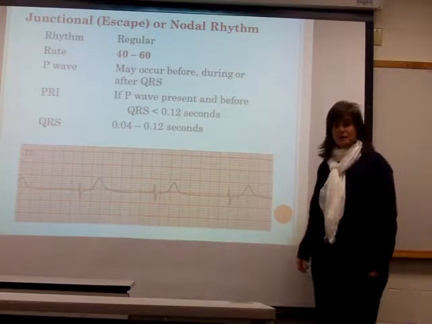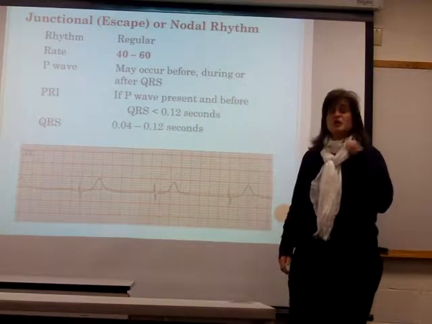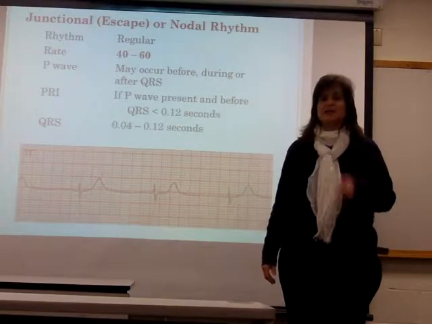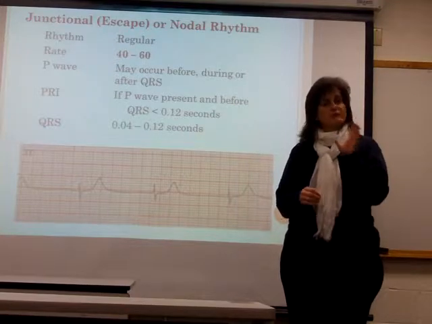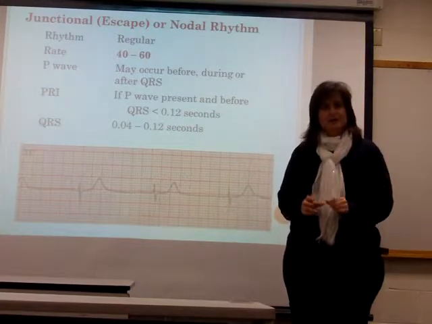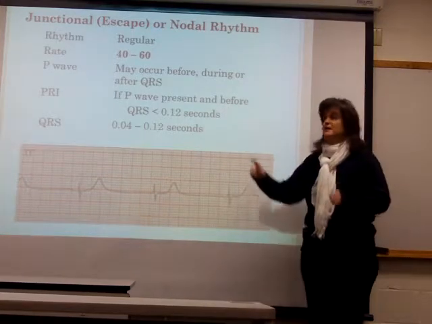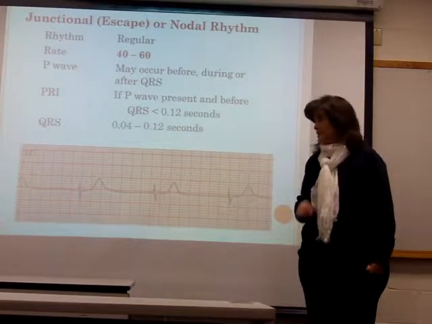Usually it's very regular. You can see here it's regular. The rate is typically 40 to 60. To call it a junctional rhythm, you cannot have a rate above 60 because that's the normal for the AV node, is to have a heart rate between 40 and 60. Unfortunately, most patients are going to be symptomatic if the heart rate's between 40 and 60, but that's normal if the AV node is now the pacemaker, so keep that in mind.